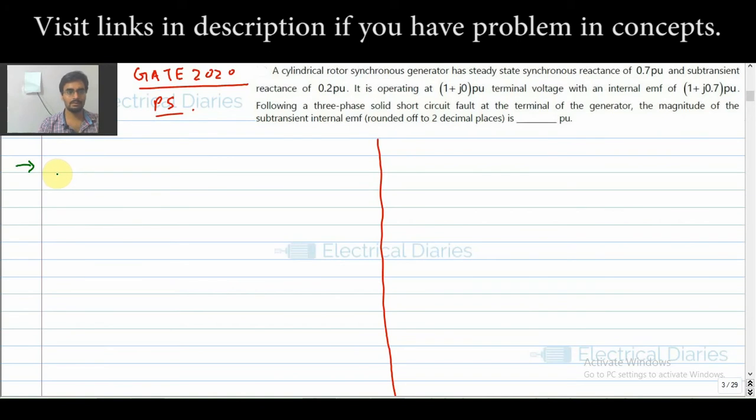Just don't get anxious about these. A cylindrical rotor synchronous generator has a steady state synchronous reactance. So for the generator, the steady state synchronous reactance is 0.7 per unit, and the sub-transient reactance is 0.2 per unit.